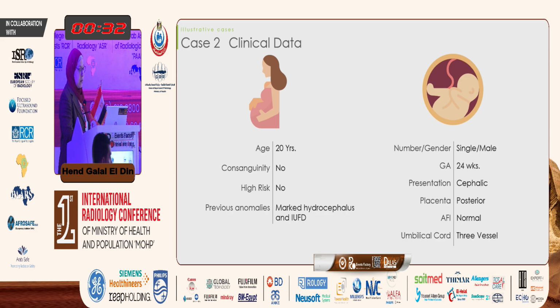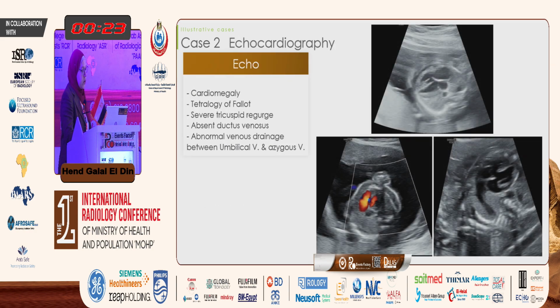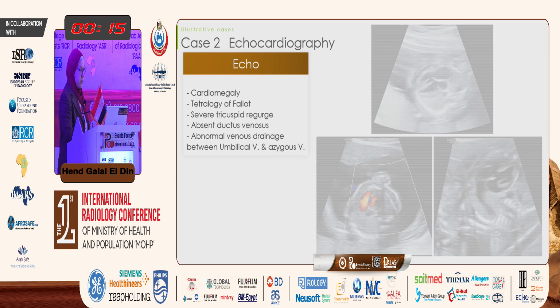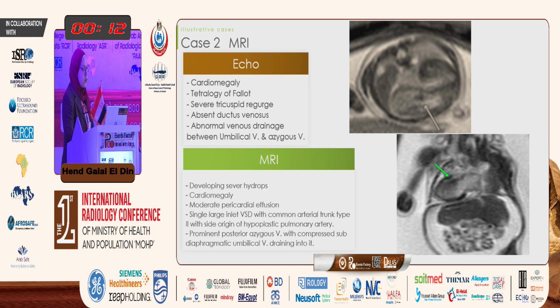In the second case, the prominent things were marked hydrocephalus and intrauterine fetal death with the previous baby. Echo showed cardiomegaly, tetralogy of Fallot, severe tricuspid regurgitation, absent ductus venosus, and absent venous drainage between the umbilical vein and azygous vein. MRI showed developed severe hydrops, cardiomegaly, moderate pericardial effusion, and a single large inlet VSD with common arterial trunk type 2, with side origin of hypoplastic pulmonary artery. The key point was a prominent posterior azygous vein with compressed subdiaphragmatic umbilical vein draining into it.